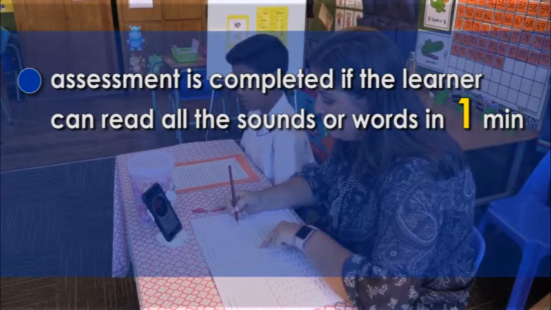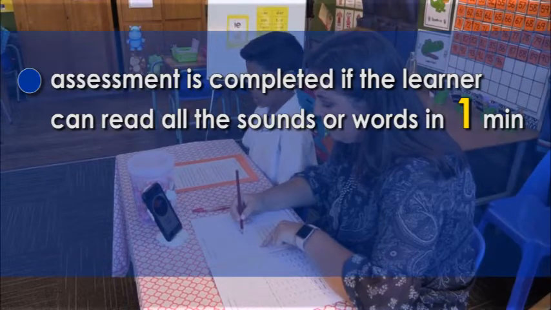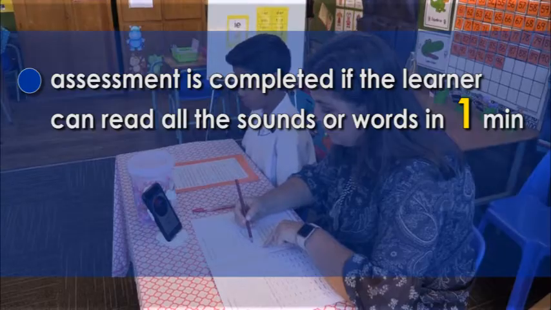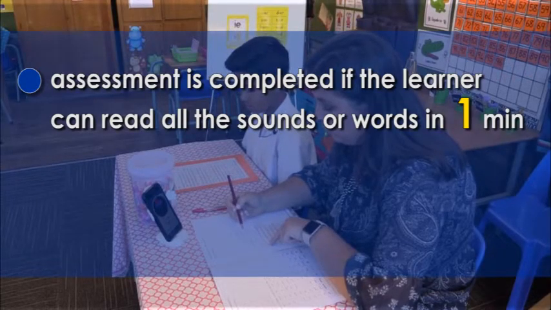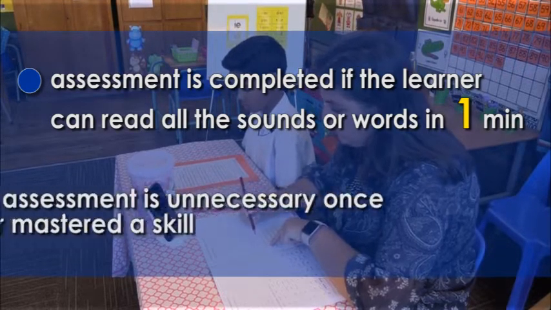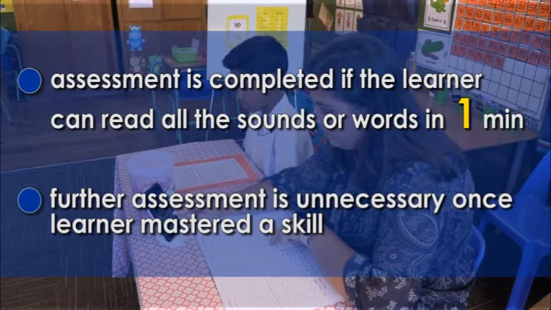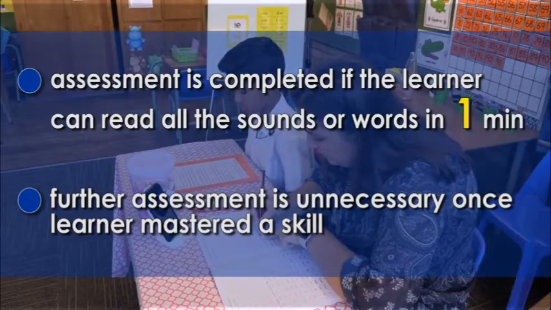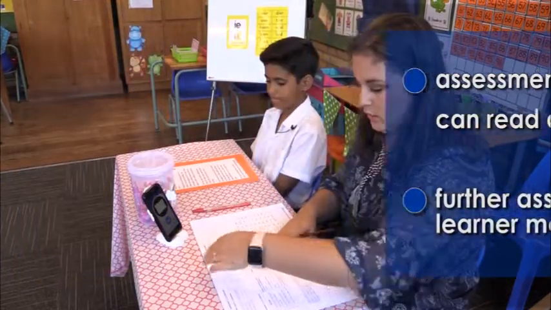If the learner managed to read all the sounds or words in less than 1 minute, the teacher puts a tick mark on the progression sheet and the assessment is regarded as having been completed. Remember, once a learner has mastered a skill, there's no need for continued assessment on the skill that he or she knows.